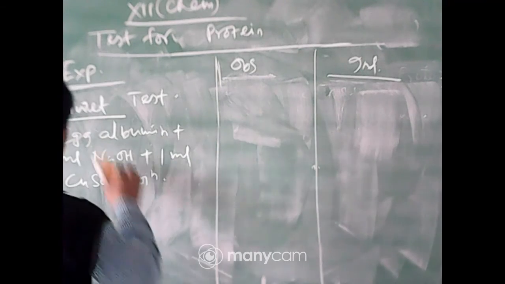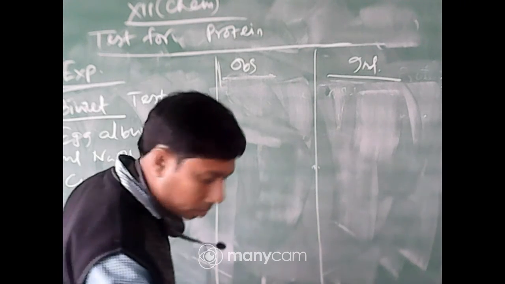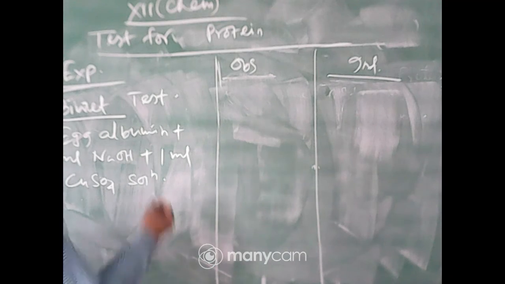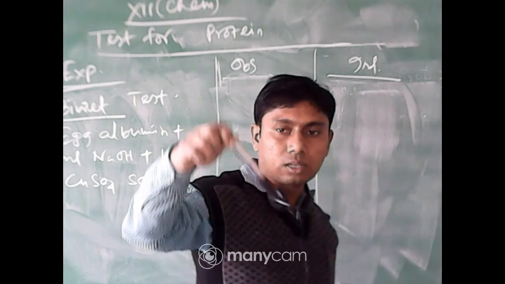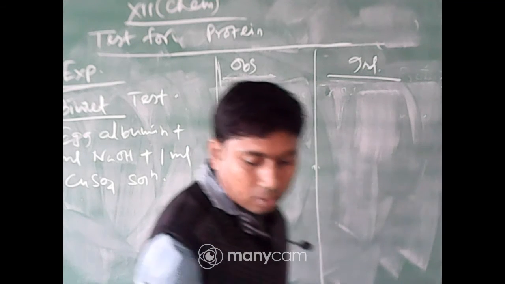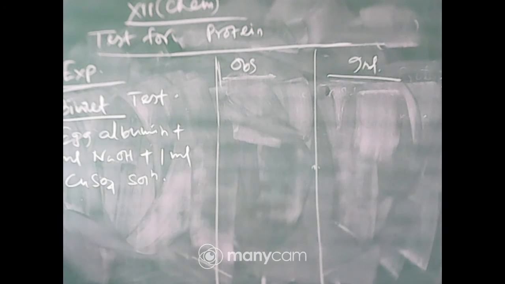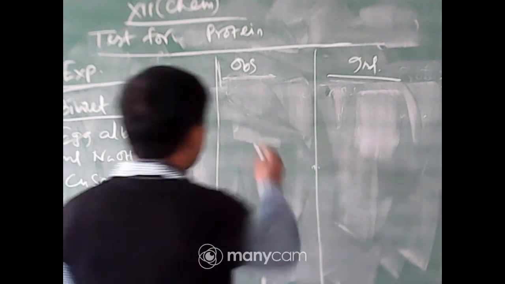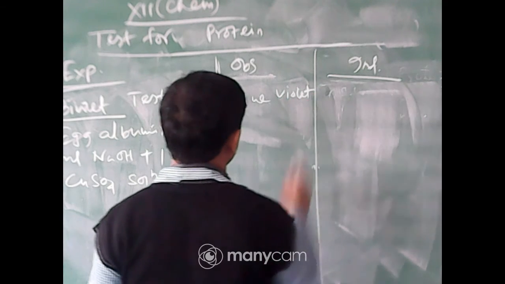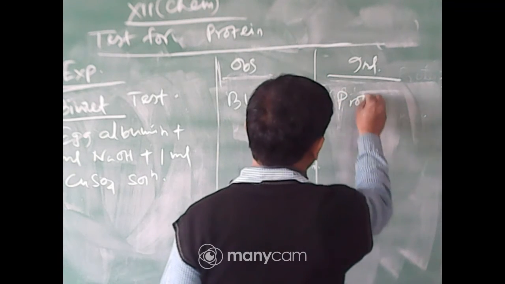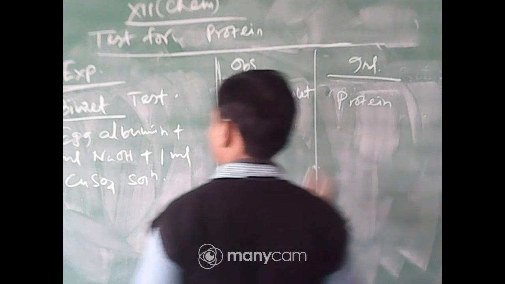So test 1 is the biuret test. Okay, so what is the observation by the biuret test? This is the blue violet color. Blue violet color, inference: protein present.